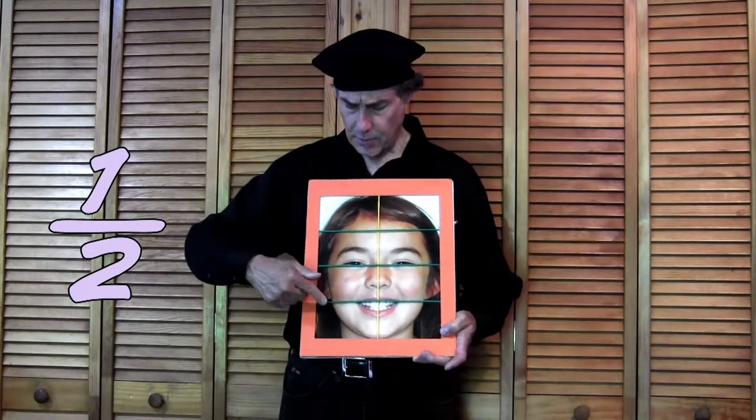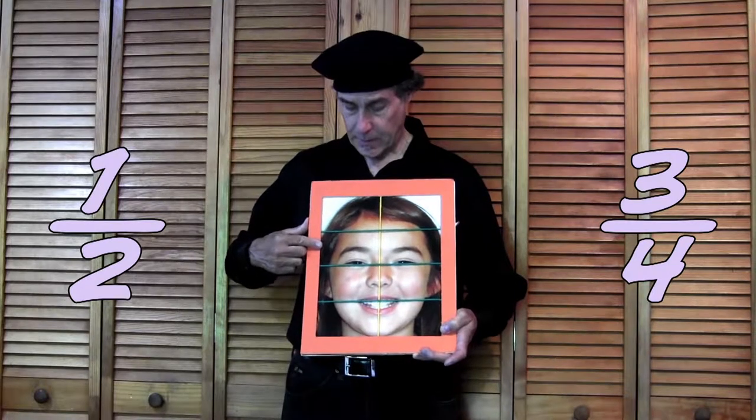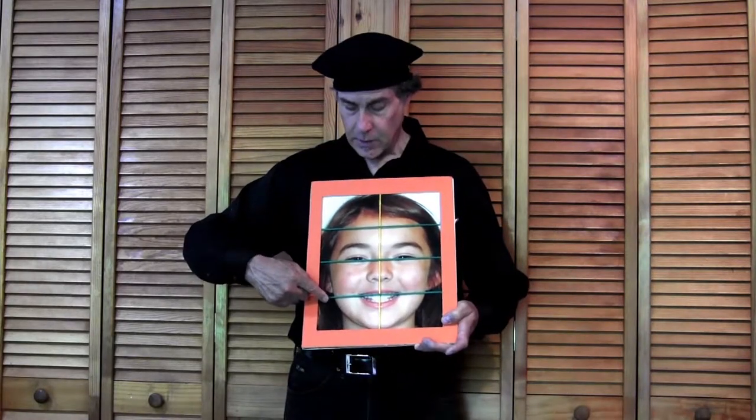Now, what's down here at the 3/4 line, the top of the mouth? 1, 2, 3. 3 out of 4, 3/4. There's where the top of the mouth goes. These are the typical proportions of the face. And the ears, the top of the ear lines up with the eye, the bottom lines up with the top of the mouth. So it looks like the bottom of the ear is what fraction down? 3/4, right.